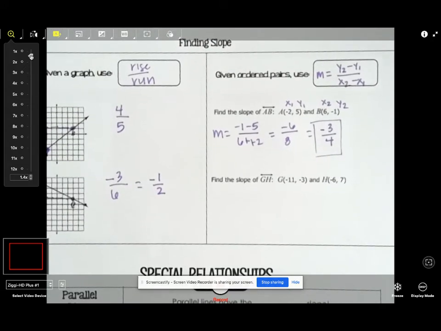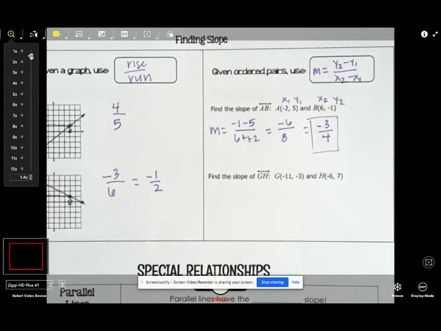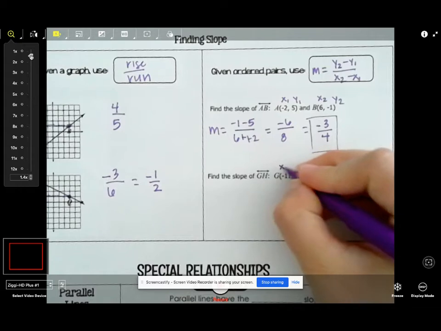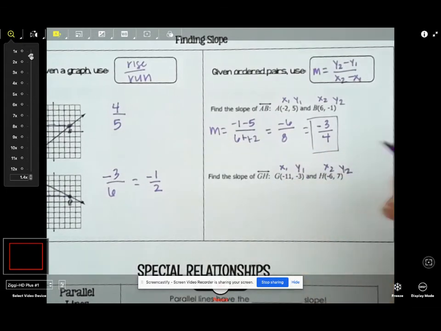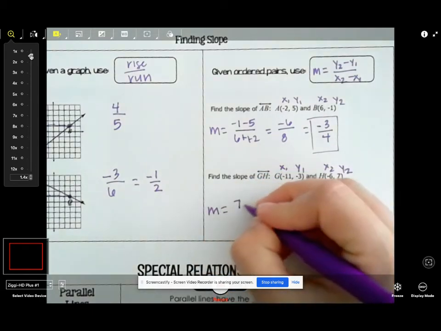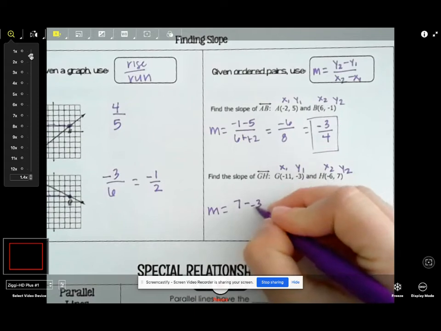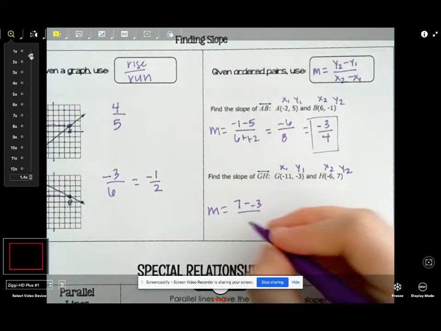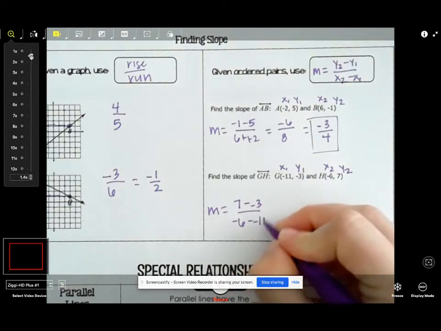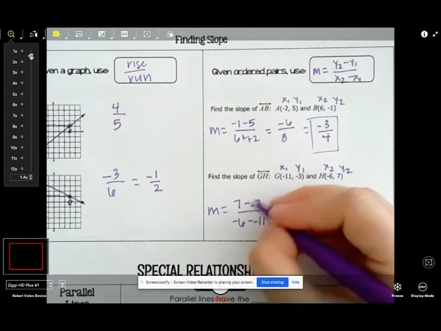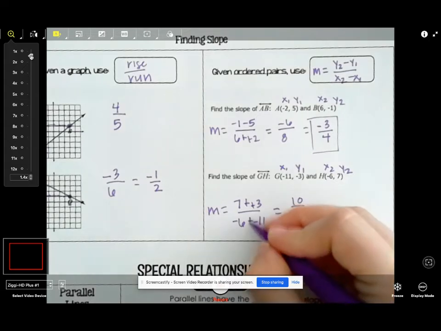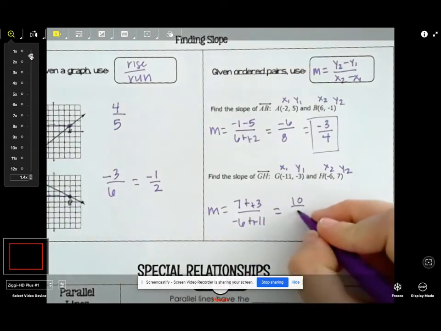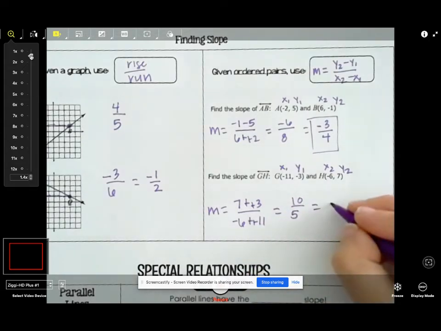Let's try another one here. Find the slope of line GH. Again, if you need to label your points, I would do that. Remember, each ordered pair gets an x and a y. Here we go. Our y2 is 7 minus our y1 of -3 over our x2 of -6 minus -11. 7 plus 3 is 10. -6 plus 11 is 5. Divide out and we get a slope of 2.